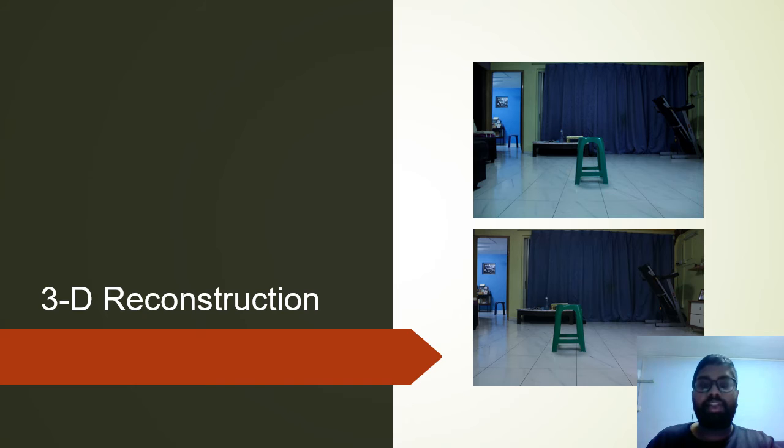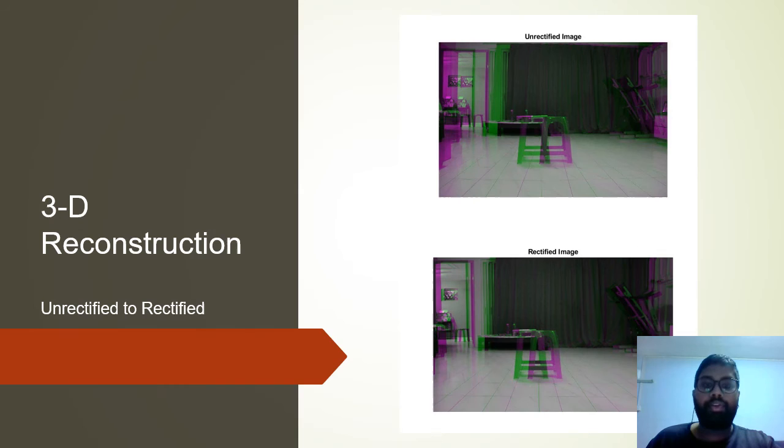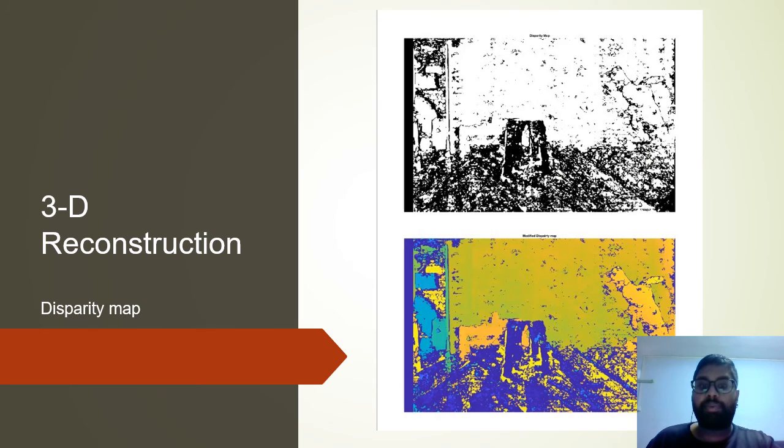Using these intrinsic and extrinsic properties, a set of image pairs was captured. A green stool was used as the main object for the 3D point cloud construction. Using our calibrated camera parameters, we are able to code and generate a rectified image from an unrectified image. This rectified image can further be mapped as a disparity map.